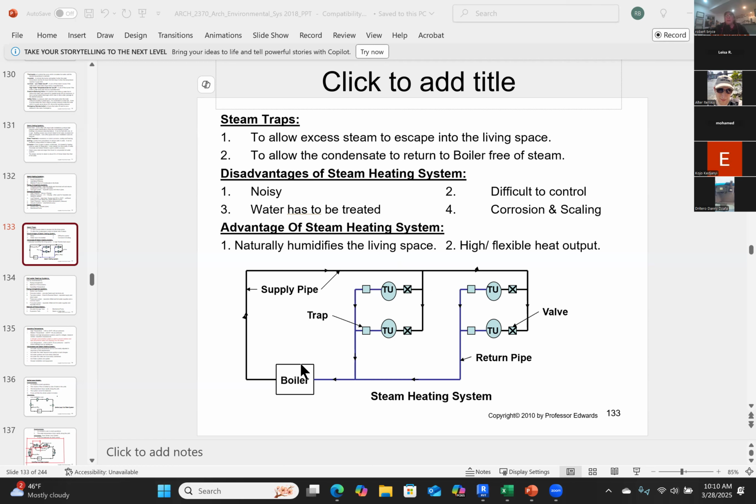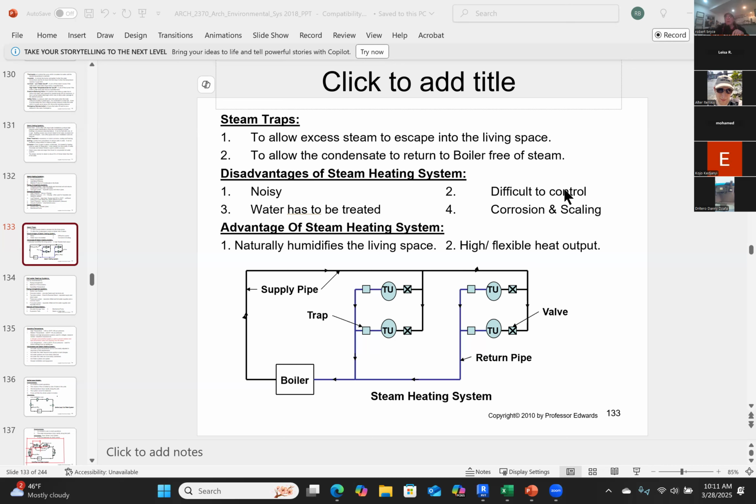All right. Now, some of the disadvantages of the steam system is what? Well, it's noisy. We have to treat the water. In other words, the water that we get from the municipality is not free of contaminants that appear when we change it to steam. So we have to treat it. So that water that's coming in from the municipality will be treated chemically, because we get corrosion and scaling on the inside of the pipes that carry the steam.